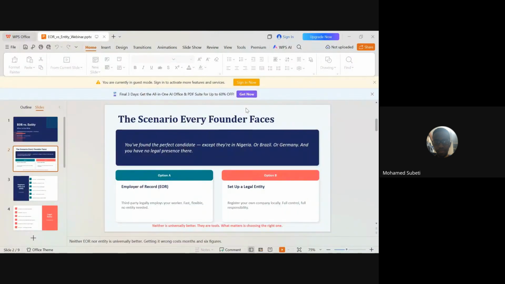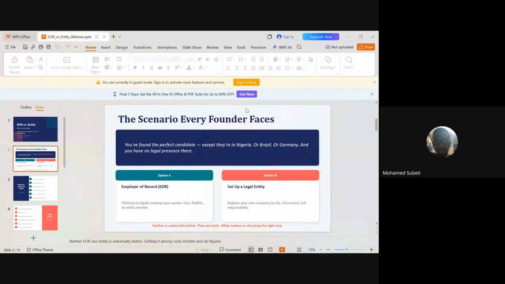What EOR means is employer of record. Welcome everyone. I'm Mohammed, and today we are talking about one of the most consequential decisions you'll make as you scale globally. Should you hire through an employer of record, or should you set up your own legal entity?